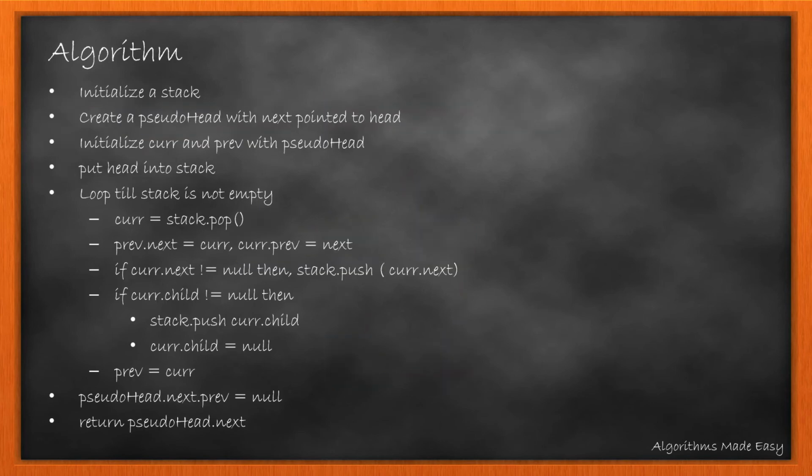We will first initialize a stack and then create a pseudo head with next link to head. We'll initialize two variables, current and previous, pointing to the pseudo head. We then put head into the stack and loop till the stack is not empty. Inside the loop, we will first pop the node and store it in current. Then we update the link between current and previous. If current.next is not null, we push the next node into the stack. Then if current.child is also not null, we push the child node into the stack and update current.child to null. We then update previous to current. Outside the loop, we'll first remove the previous link of head and return pseudo head.next.